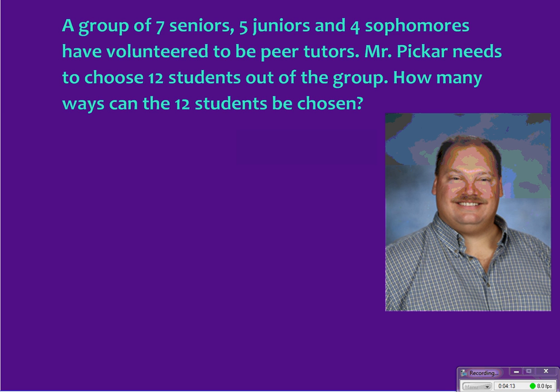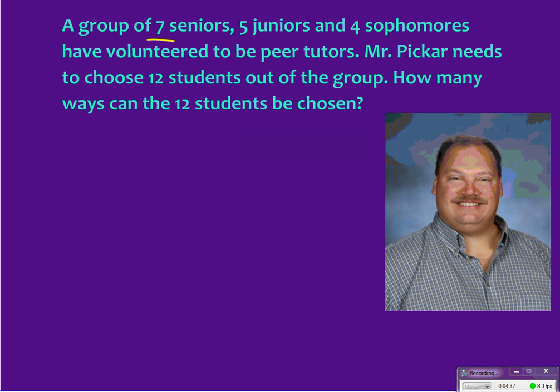So a group of 7 seniors, 5 juniors, and 4 sophomores have volunteered to be peer tutors. Mr. Picard, next door to me, needs to choose 12 students out of the group. How many ways can the 12 students be chosen? So, doesn't matter if you get chosen first or last. No, you're still a peer tutor. So that's kind of what I'm looking for.